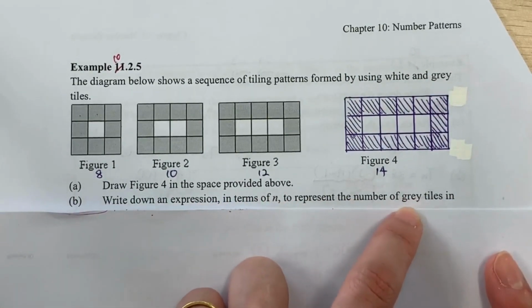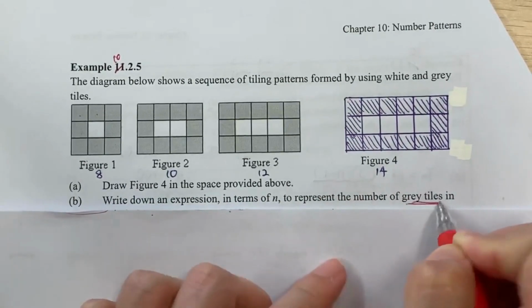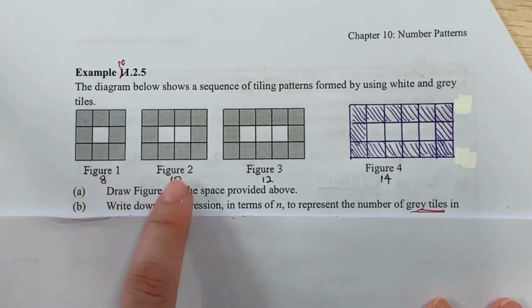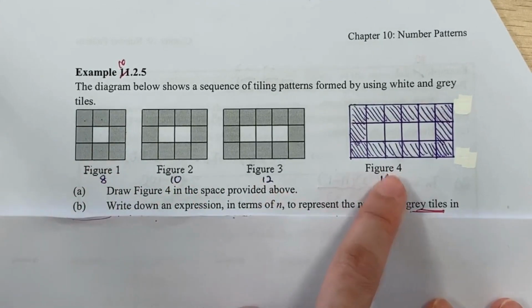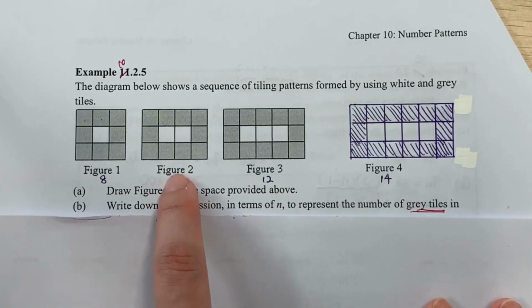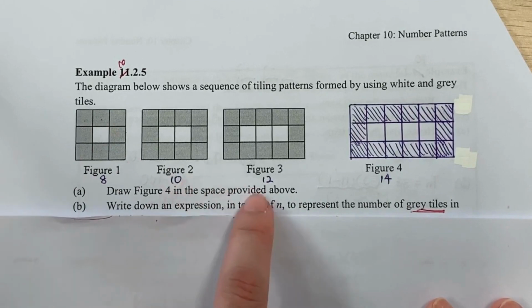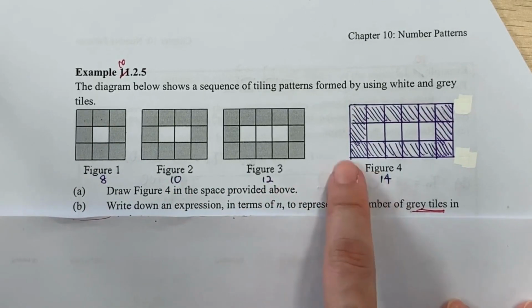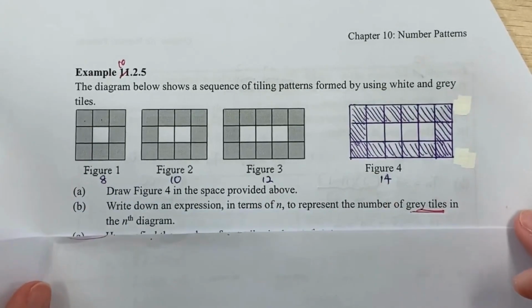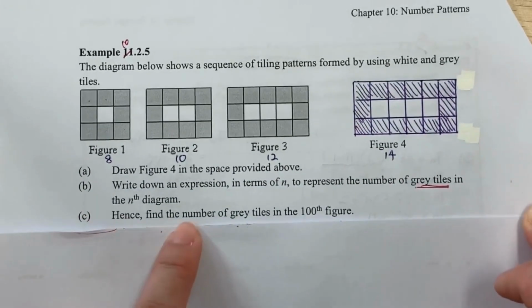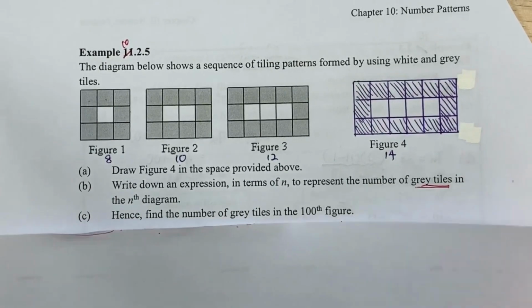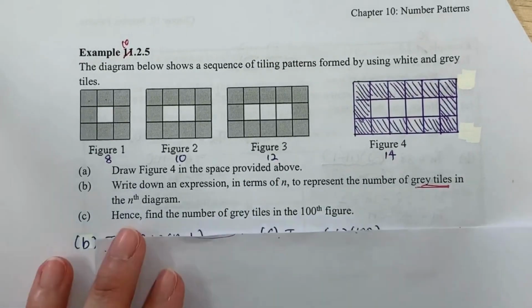Because I read this question, grey tiles, I have counted the number of grey tiles for figure 1, figure 2, figure 3, and figure 4. So these are 10 grey tiles where n equals 2, 12 grey tiles for n equals 3, and 14 grey tiles for n equals 4. Hence, find the number of grey tiles in the hundredth term. Okay, so let's look at part B now.